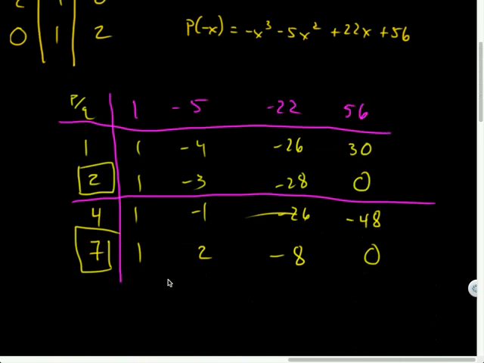So I guess we could try negative 1. I don't know. So 1, negative 1, negative 6, positive 6. That would be negative 16. And then positive 16 and 56 is 82. So that's too high.